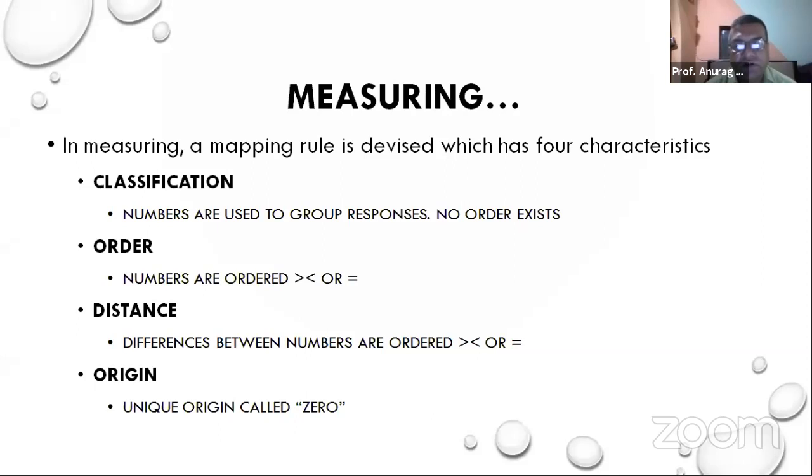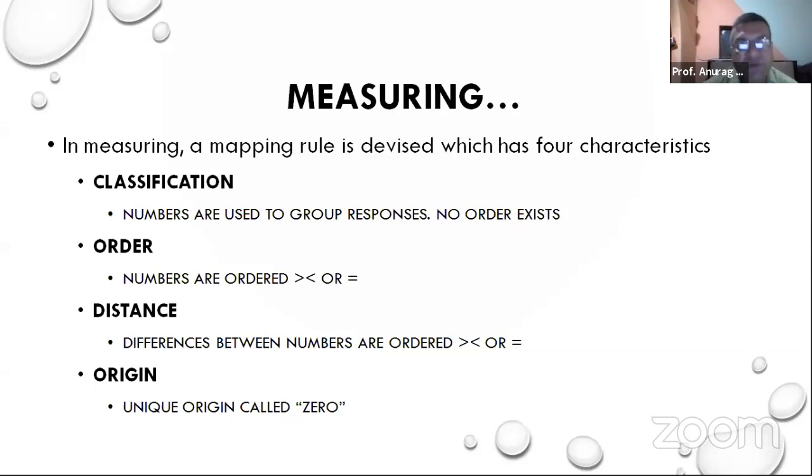So I'm going to make an accusation now. This accusation is that most of our books on statistics are written for those variables which have all these mapping rules: classification, order, distance, and origin. So what to do when some of these rules are missing? I'll talk about these things. I'll try to define the 4 types of variables, and I'll also tell you when you will encounter these kinds of variables.